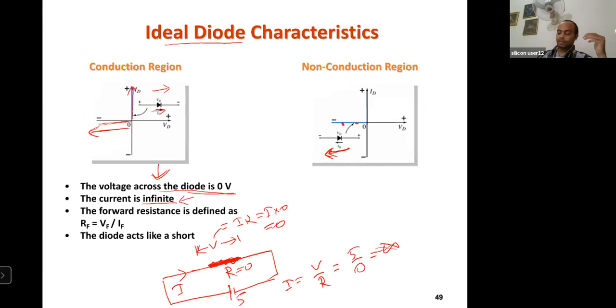Okay, and the resistance will also be calculated as applied voltage by the flowing current, that is equal to Vf by If. Okay, here also you will get it is equal to 0, because Vf is the voltage applied, and If, how much is it? Infinite. Okay, so this is also equal to 0 and the diode acts like a short circuit.